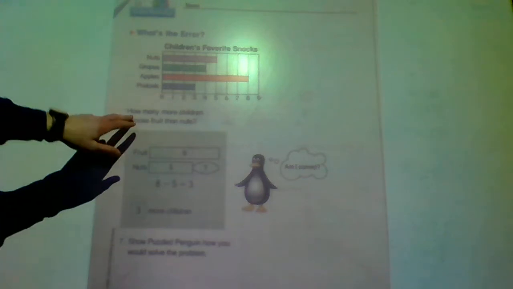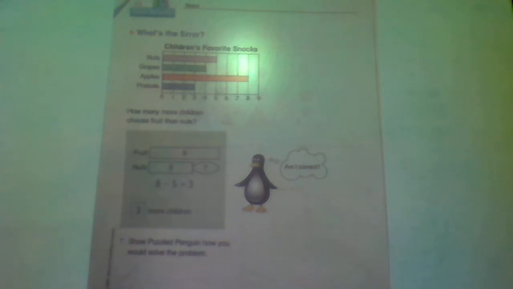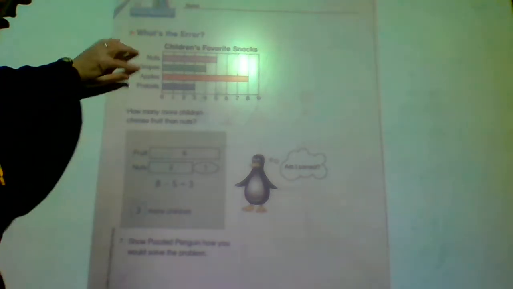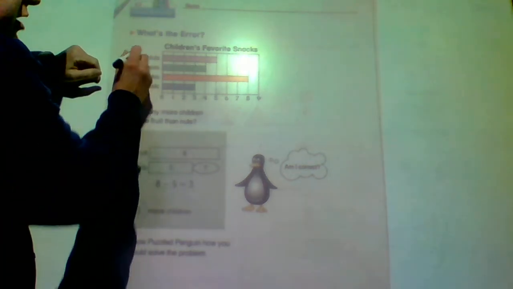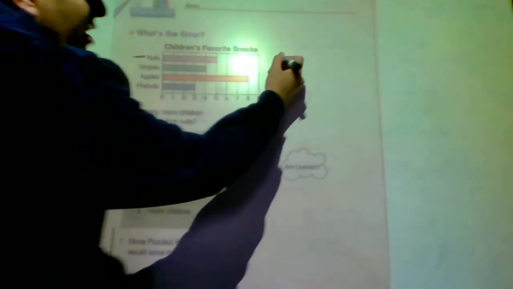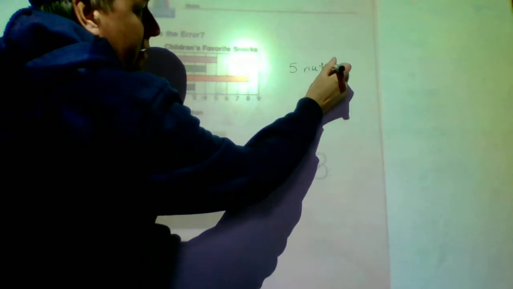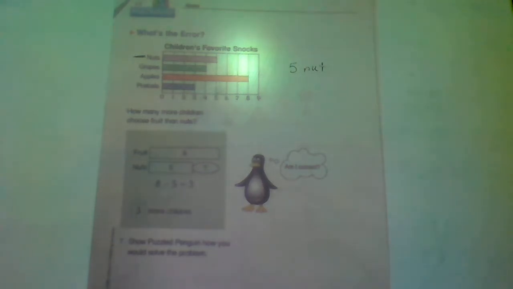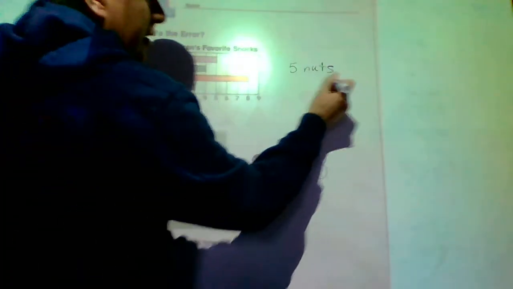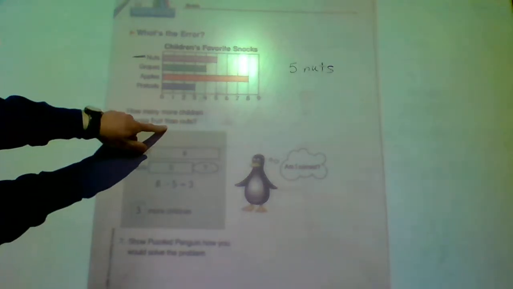No. Okay, the question is, how many more children choose fruit than nuts? When you look up here, you don't see the word fruit. You have nuts. Okay, so we know we're going to deal with the nuts. And there are 5 nuts. I'm walking you through this. 5 nuts.